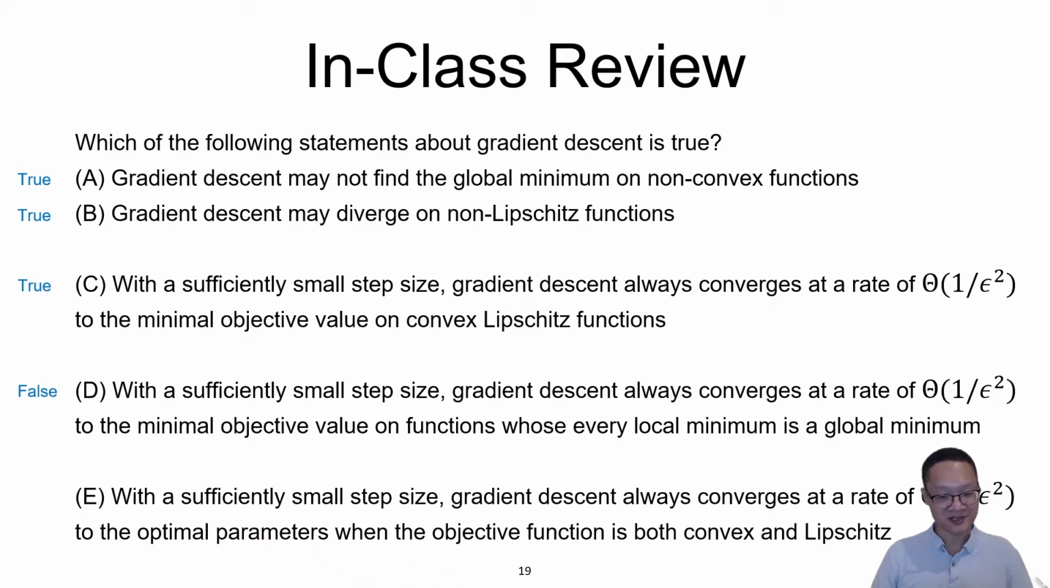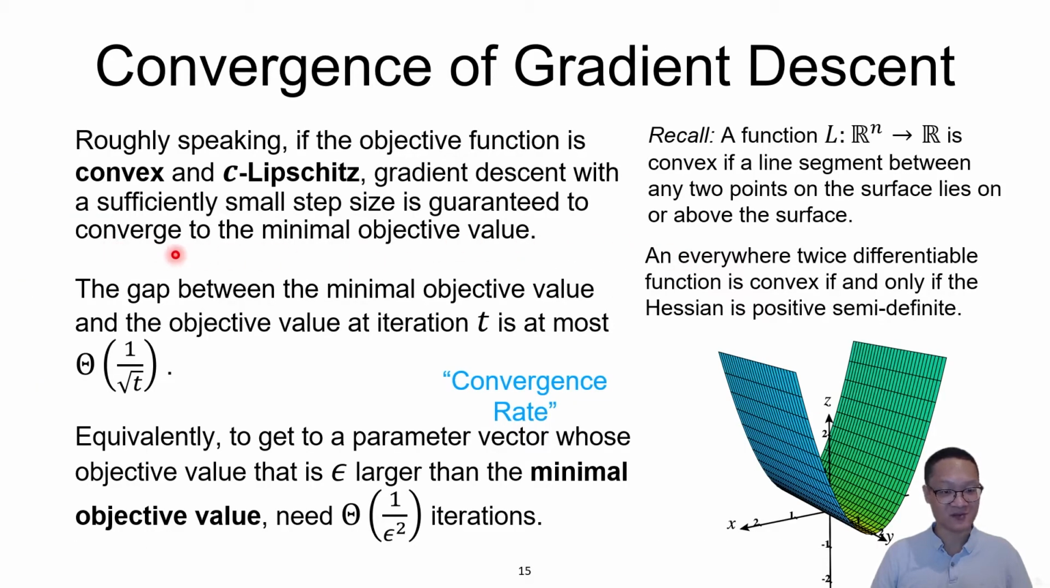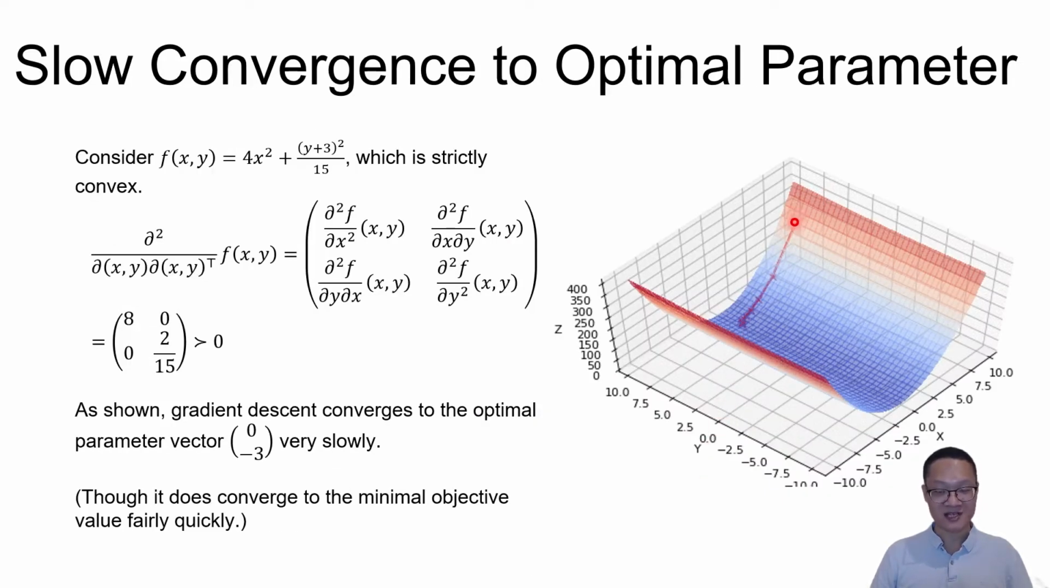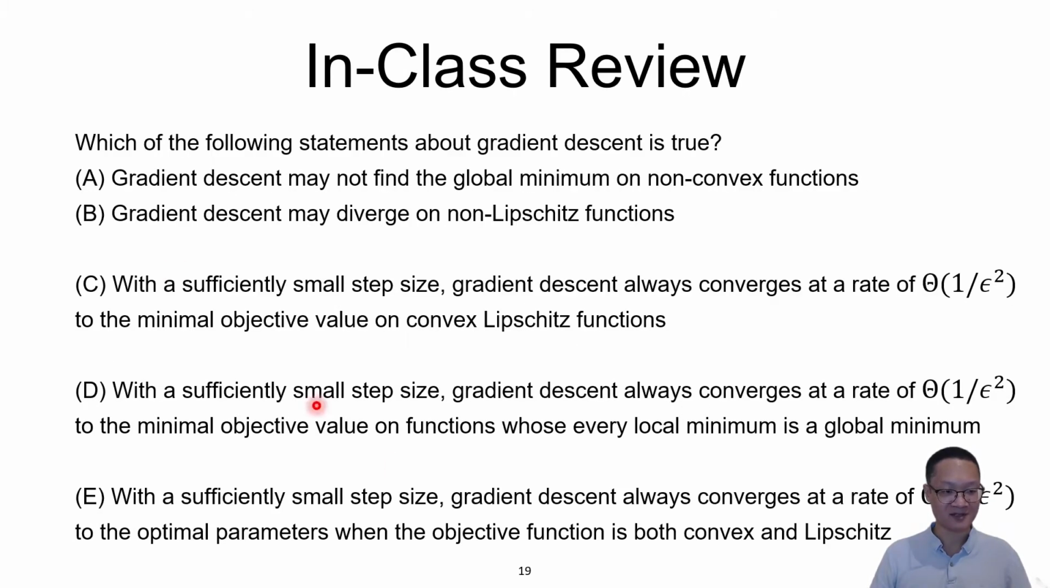Okay, so it turns out that this is false because the convergence guarantee was actually on convergence to the minimal objective value. And we also saw one example where the function is actually convex and Lipschitz, but convergence to the optimal parameter value was very, very slow. But convergence to the minimal objective value is pretty fast. Okay, so that was the in-class review. Hopefully you got all of these.